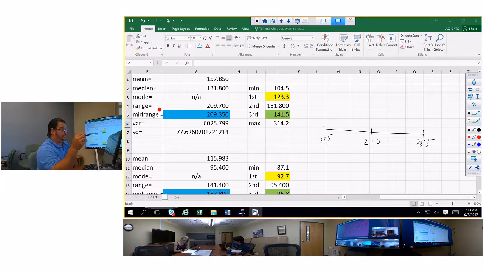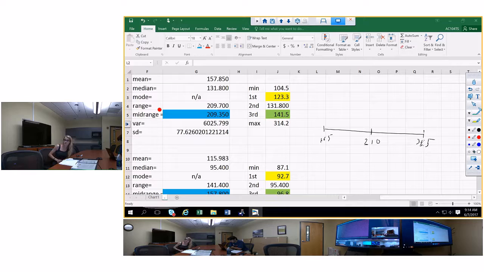So 105 to 210 basically is 105. Half of 100 is what? 50, so this would be around 160 right here. I'm trying to draw it. It's not letting me draw it. There.